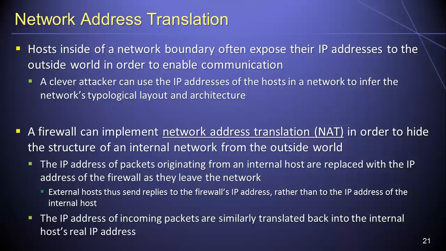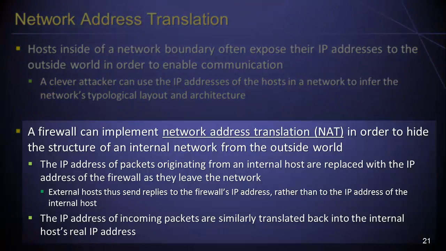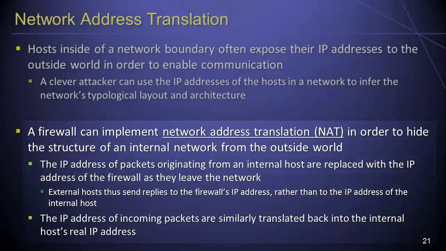Hosts inside of a network boundary often expose their IP addresses to the outside world in order to enable communication with external hosts. Unfortunately, clever malicious parties can use the IP addresses of the hosts on a network in order to infer the network's topological layout and architecture. A firewall can implement network address translation, or NAT, in order to hide the topology or structure of an internal network from the outside world.